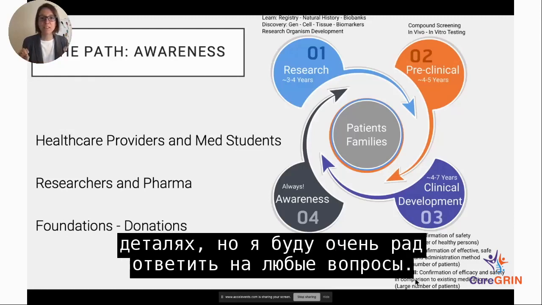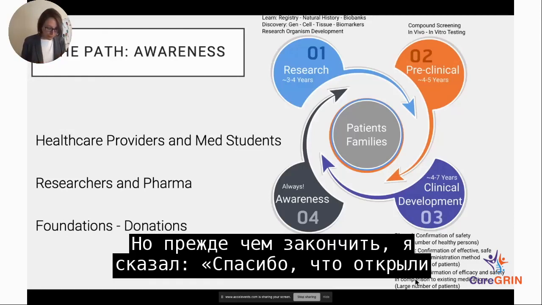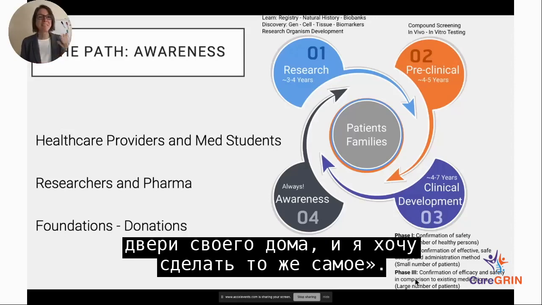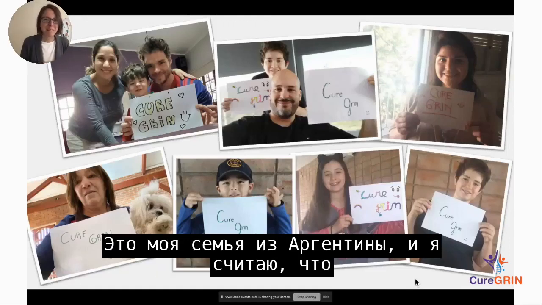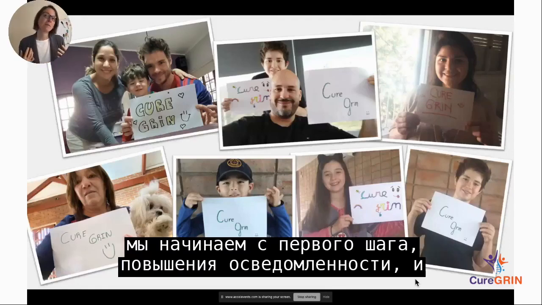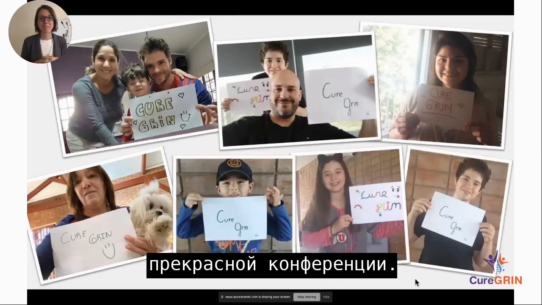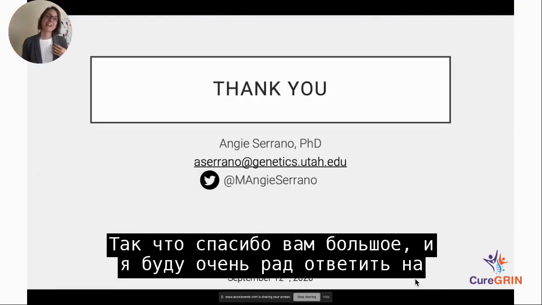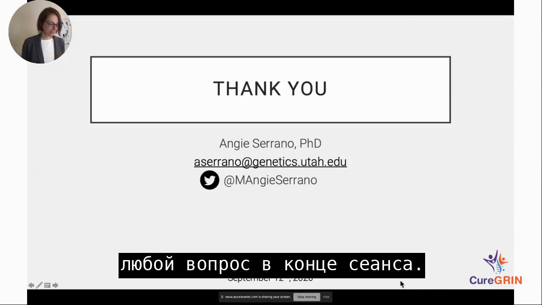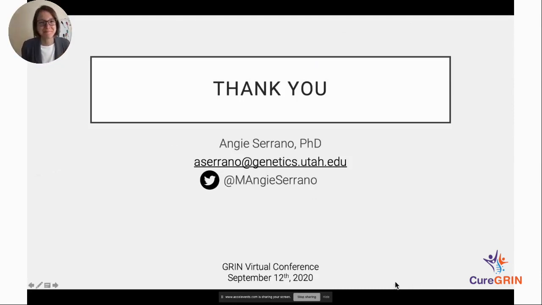The fonts are a bit small in the details, but I'm going to be super happy to answer any questions. But before finishing, I said thank you for opening the doors of your home, and I want to do the same thing. This is my family from Argentina, and I believe that we start with the first step, increasing awareness, and my family wanted to be here together with all of you in this virtual conference. So thank you so much, and I will be super happy to answer any question at the end of the session.